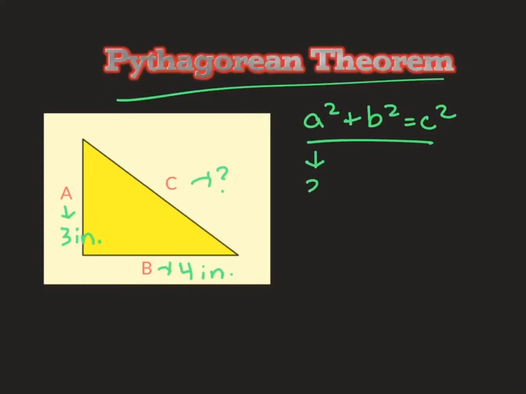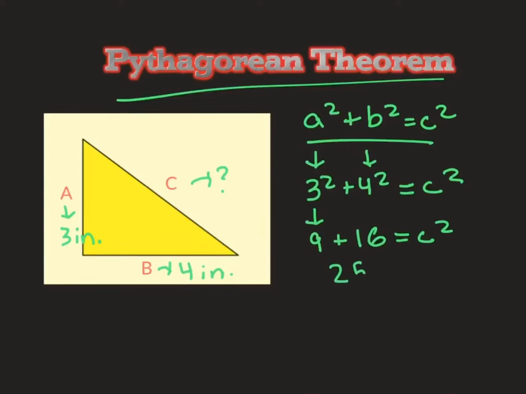A is 3 inches, so we're going to make that 3 squared. And b is 4 inches, so we're going to make that 4 squared. Since we don't know what the side length of side C is, we're going to keep it as c squared for the time being. So now we have 3 squared plus 4 squared equals c squared. And we can simplify this down to 9, since 3 squared is 9, plus 16, since 4 squared is 16, equals c squared. And 9 plus 16 is 25. So now we have that 25 equals c squared.